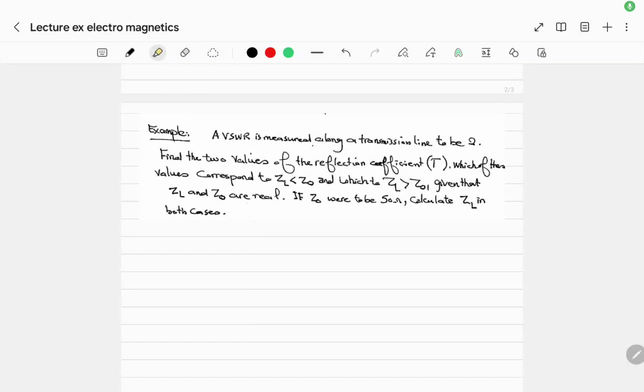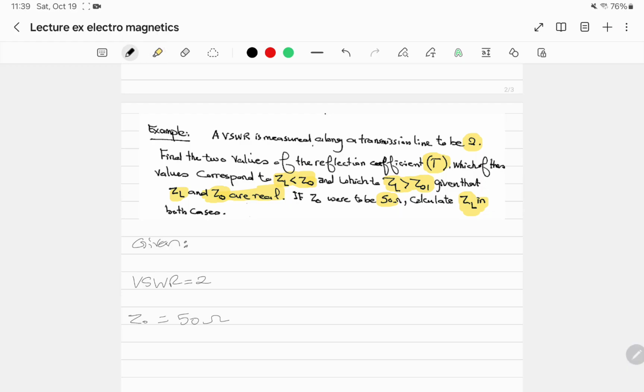So to go over this example, a VSWR is measured along a transmission line to be 2. Find the two values of the reflection coefficient, which correspond to ZL less than Z0 and also to ZL greater than Z0, given that ZL and Z0 are obviously real. And if Z0 were 50, we're supposed to calculate ZL in both of these cases.